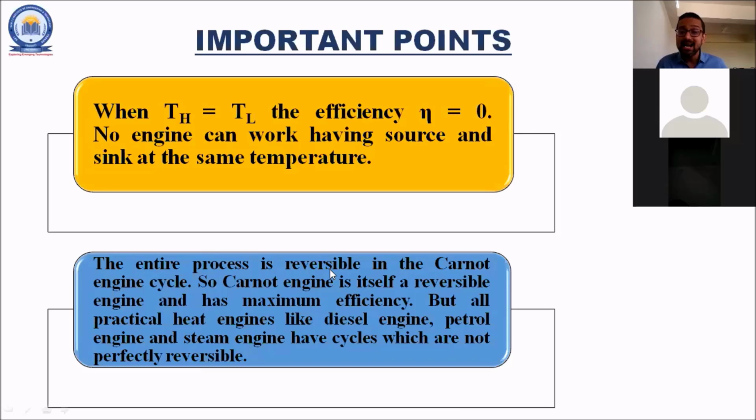The entire process of the Carnot heat engine is a reversible process. So the Carnot engine is itself a reversible engine and has the maximum efficiency. But all other practical heat engines, for example the diesel engine, the petrol engine and the steam engine, are not perfectly reversible engines, and hence the practical engines have efficiency less than 100%. But theoretically, for understanding purposes, since the Carnot heat engine is the reversible heat engine, its efficiency can be considered as 100%.